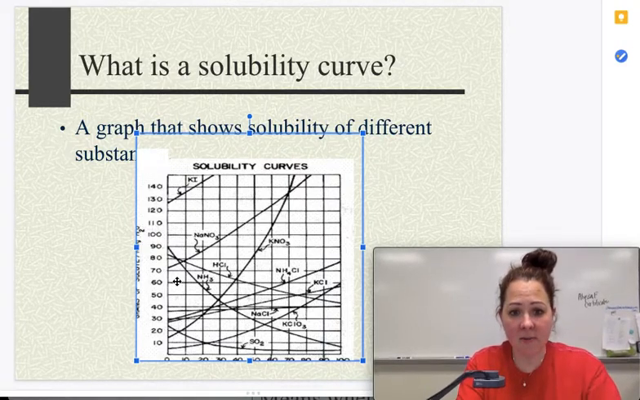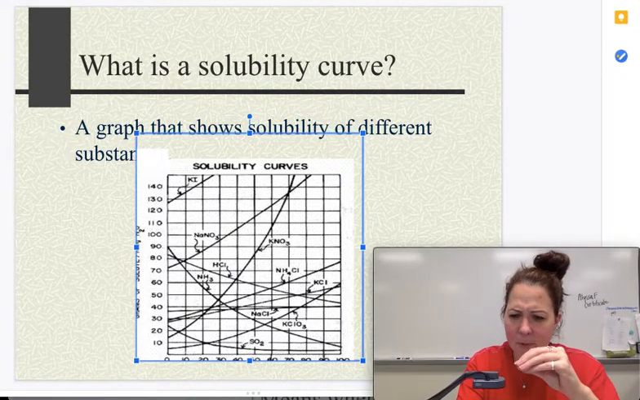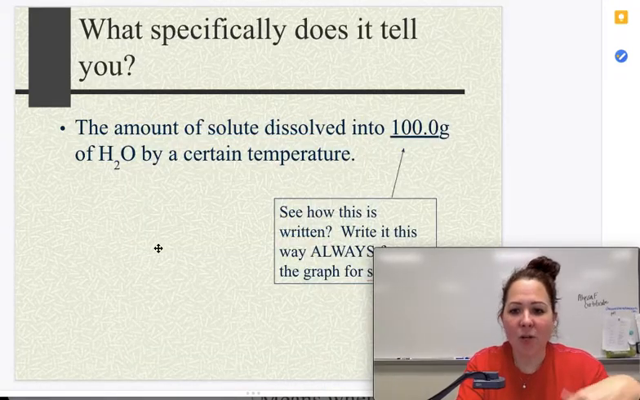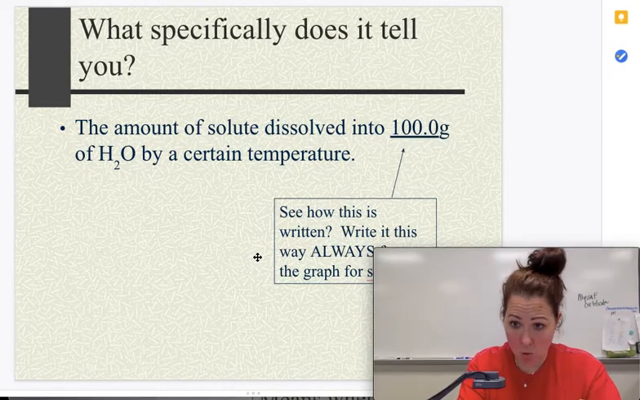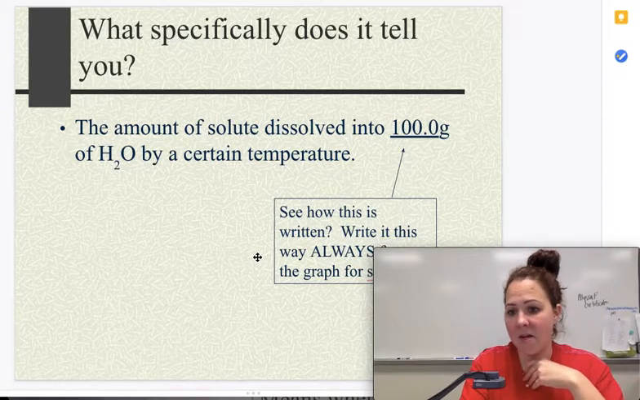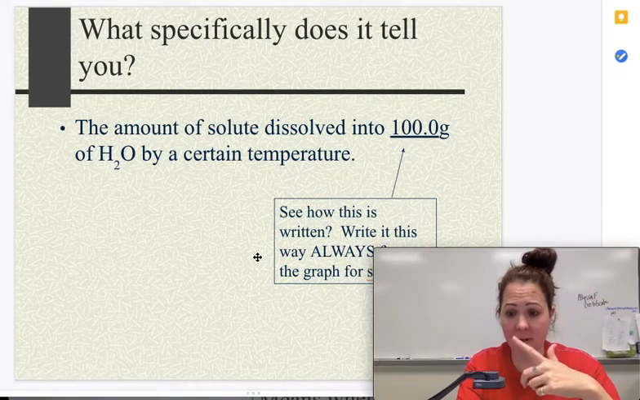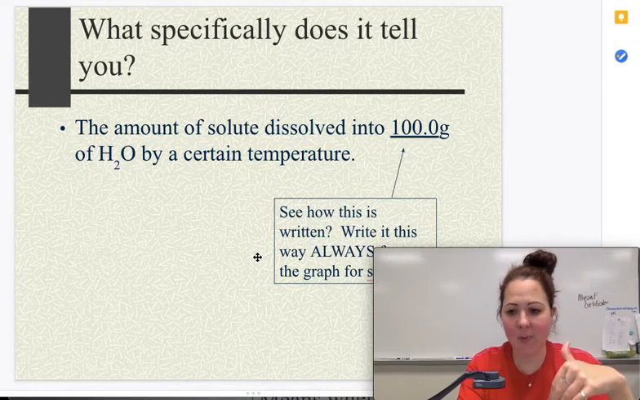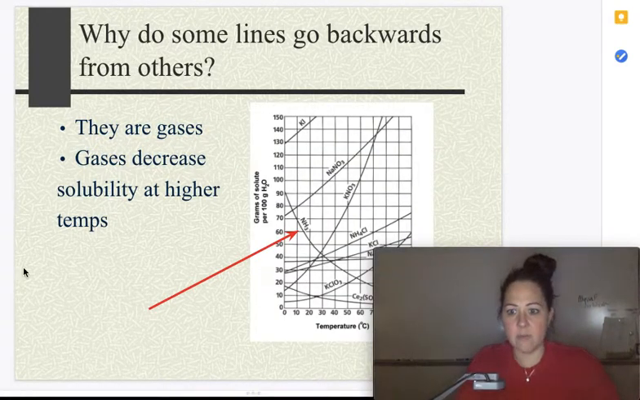Now, if you look here, some of these lines look like they're going backwards. They start high and they get lower as the temperature goes up. That's because they're gases at that temperature. When you're looking at the gases, it's how many grams dissolve into 100 grams of water. Sometimes they're backwards because they're gases at that temperature, and gases have a reverse: as the temperature increases, the solubility decreases. So that's why some of them go one way and some of them go the other.